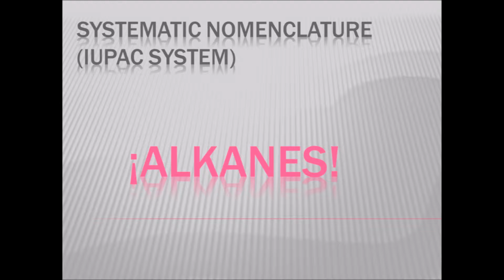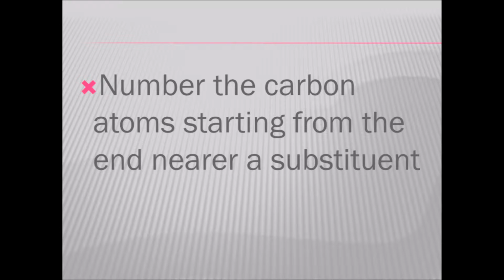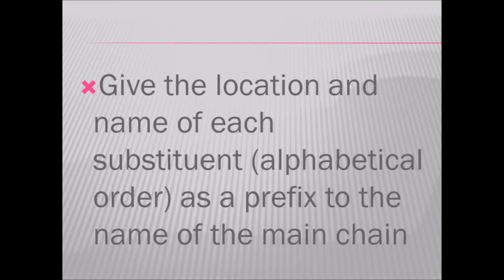Now, the systematic nomenclature of the IUPAC system to name the alkanes. First, write the alkane name of the longest chain of carbon atoms. The second step is to number the carbon atoms starting from the end nearer a substituent. The third and final step is to give the location and name of each substituent in alphabetical order as a prefix to the name of the main chain.